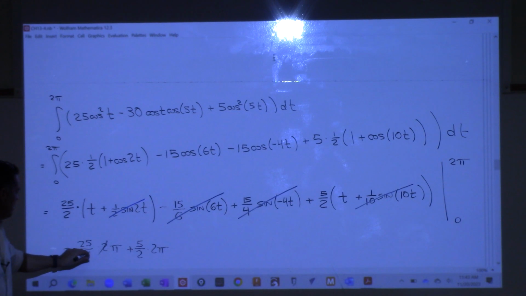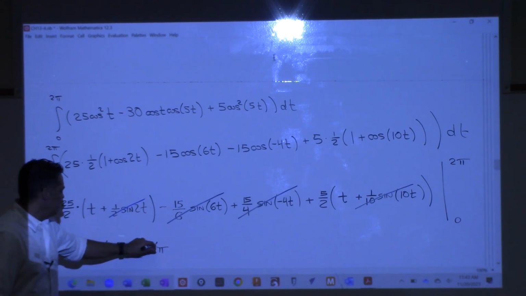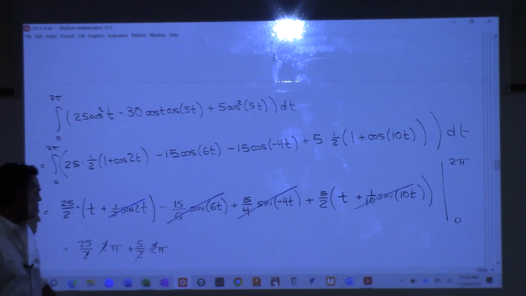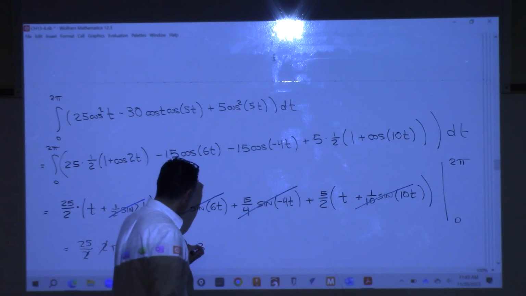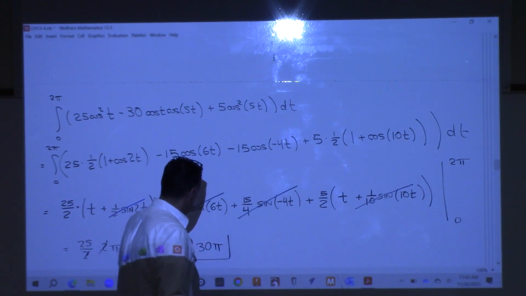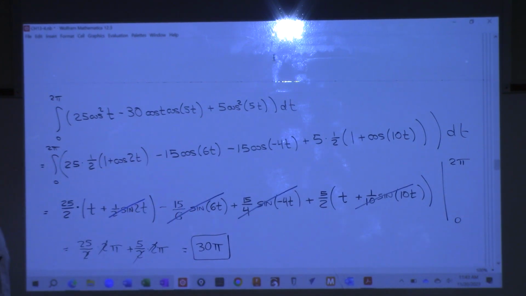The 2's cancel here, I get 25 pi. The 2's cancel there, I get 5 pi. So 30 pi. 30 pi is the area of that region. Okay?